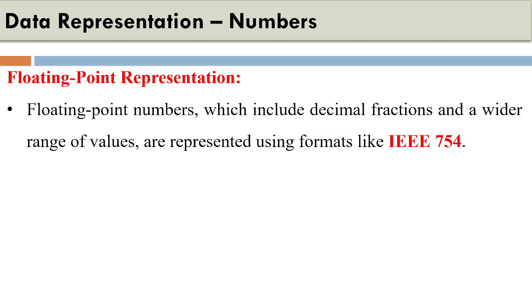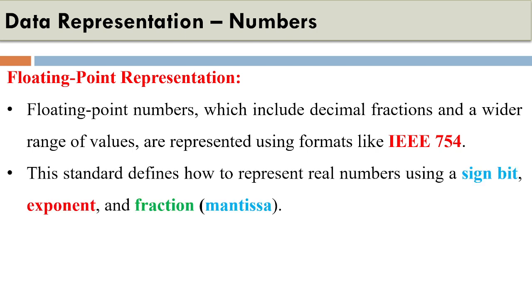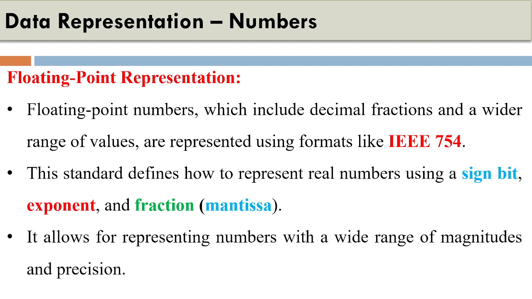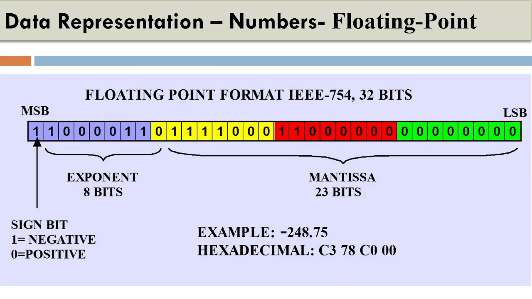Then we have floating point representation. Usually the IEEE 754 format is considered, and it represents a wider range of values. The standard defines how to represent real numbers using a sign bit, exponent, and a fraction. Also, it represents numbers with a wide range of magnitudes and precision. We will have an example.